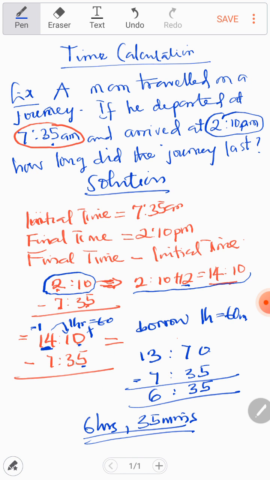But then here we notice that we cannot take away 35 from 10. So we have to come to 14 and borrow 1 hour, which is 60 minutes. So if you add that 60 minutes to this 10, you will get 70. And remember, you've borrowed 1 from here, so you'll be left with 13. Then we can now take 7:35 away from 13:70. And this will give us 6 hours, 35 minutes. It is that simple. All right.